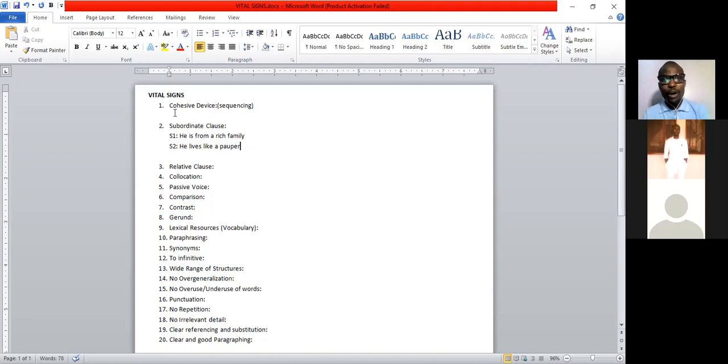Virtually all the things that we have mentioned in cohesive devices can help us to write good subordinate clauses. So now let's see these subordinate clauses. How do we write a subordinate clause? Okay, subordinate clause. So we match the two together.